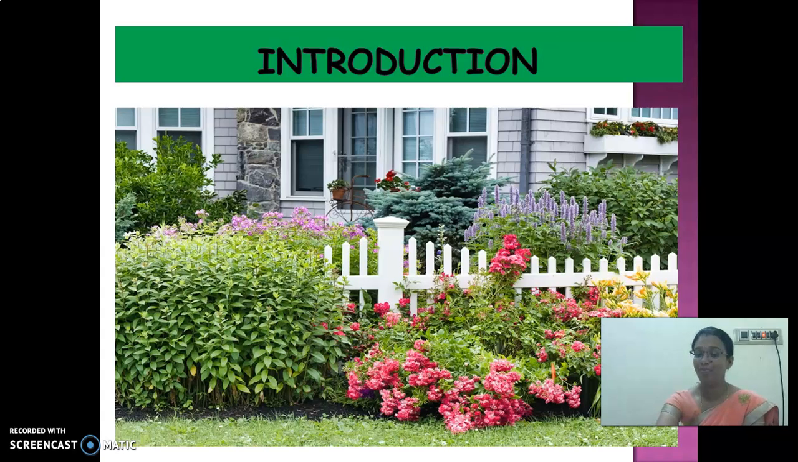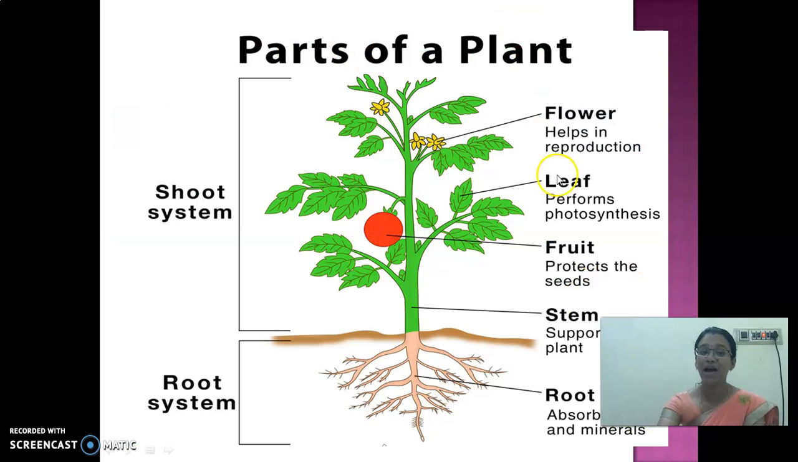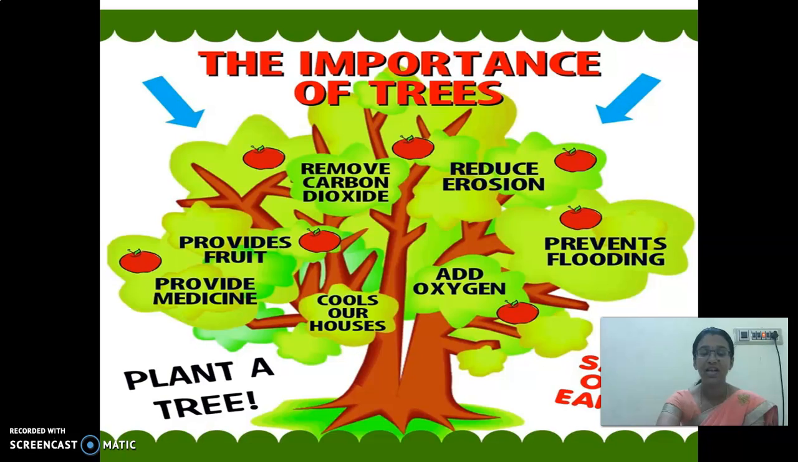This is the introduction. Everywhere we have plants. Without plants, life on earth is not possible. Different parts of a plant are flower, leaf, fruit, stem and then root. Today you are going to see a video which will be interesting, so keep watching. Don't skip the video. Importance of plants: they are useful for us in many ways, like food, medicine, furniture, providing us fresh air. So trees are very important for us.